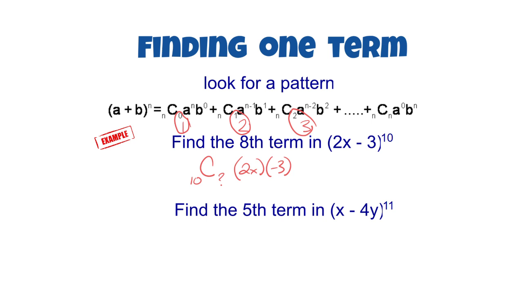Since I want the 8th term, what do you think my combination should be here for me to choose? It's not going to be a 10 choose 8. It's going to be a 10 choose 7. It's always one less.